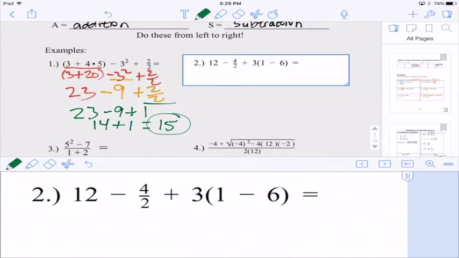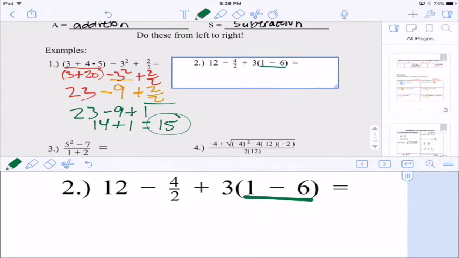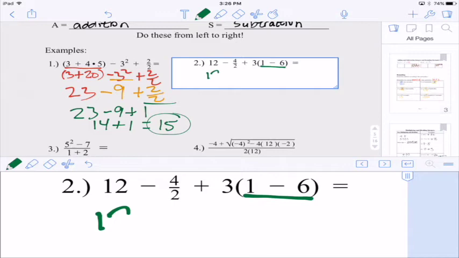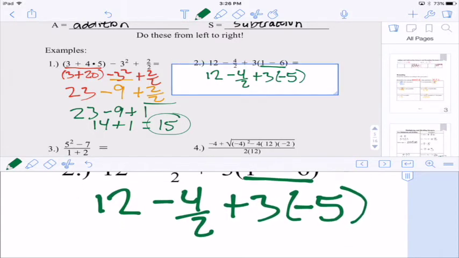Let's go to number 2. Parentheses, we need to do the operations inside the parentheses first. So I need to do 1 minus 6 first. I'm going to copy everything else down. 12 minus 4 divided by 2 plus 3 times, well, 1 minus 6 is negative 5. We remember that from our other lesson. Parentheses are all taken care of. There's no exponents. Multiplication and division is next.